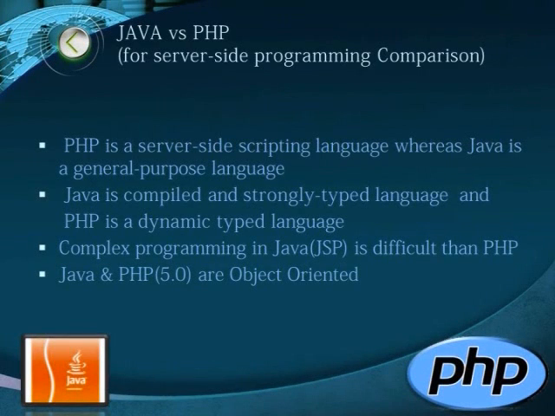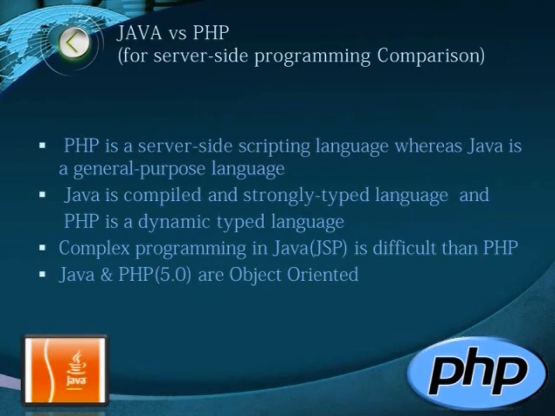Java versus PHP. PHP is a server-side scripting language, whereas Java is a general-purpose language. In other words, PHP is only used as a server-side language, whereas Java is used for both server-side and desktop programming. Moreover, Java is a compiled and strongly typed language.